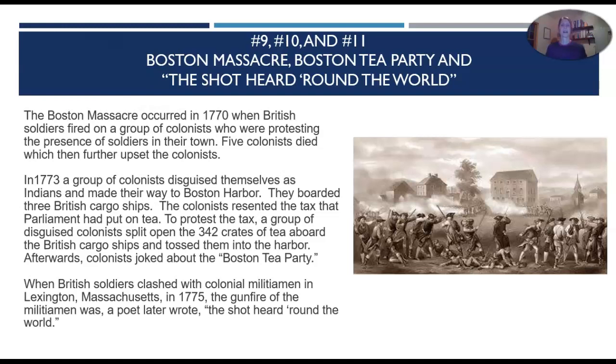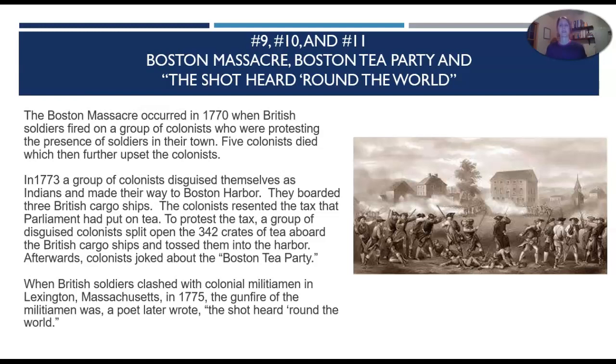Questions number 9, 10, and 11. The Boston Massacre, Boston Tea Party, and the shot heard round the world. The Boston Massacre occurred in 1770 when British soldiers fired on a group of colonists who were protesting the presence of soldiers in their town. 5 colonists died, which then further upset the colonists.